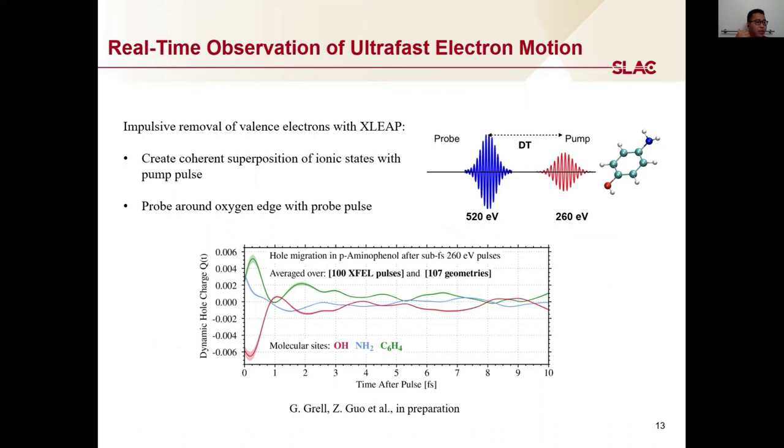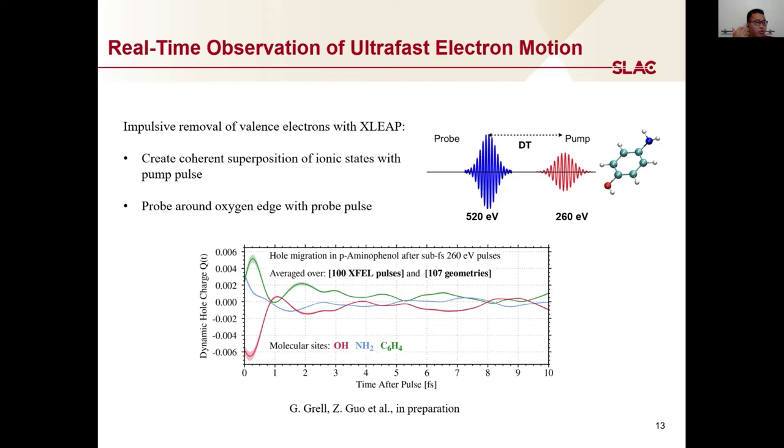In our attosecond campaign experiment, the pump pulse is at 260 eV and produces a valence hole and creates coherent superpositions of ionic states. The probe pulse at 520 eV probes the population of the valence hole. The figure shown at the bottom shows the numerical simulations of the dynamical hole charge at the OH, NH2, and the carbon ring in para-aminophenol, calculated with 100 shots of start-to-end simulation, so 260 eV FEL pump pulses.